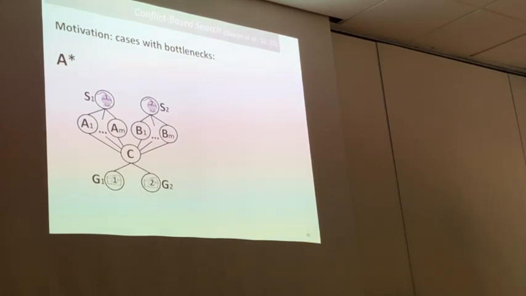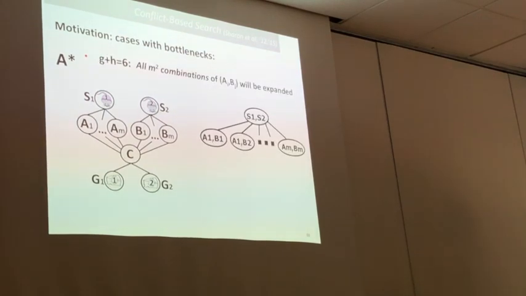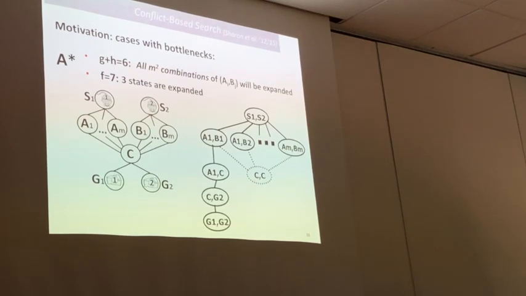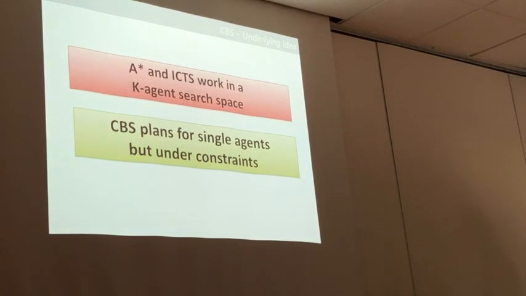C, good. If you had A star for that, then A star would expand and look at all the possible combinations. For each of them, you can't go to C, you can't get to the same location together, and only after expanding all of them would it get to the goal. So A star and ICTS, both of them still search in this K-agent search space, ICTS in the low level, A star in general. CBS searches in the space of how to resolve possible conflicts.